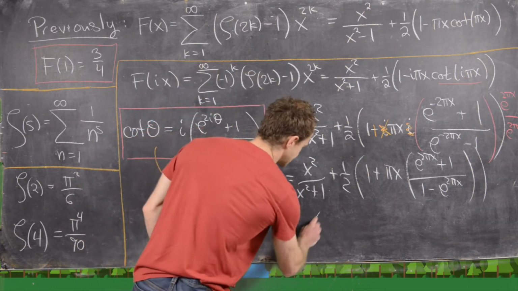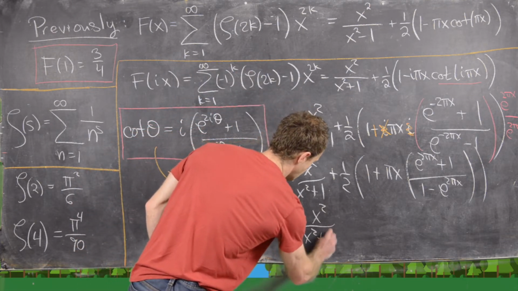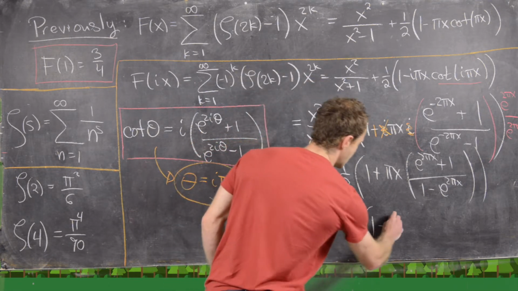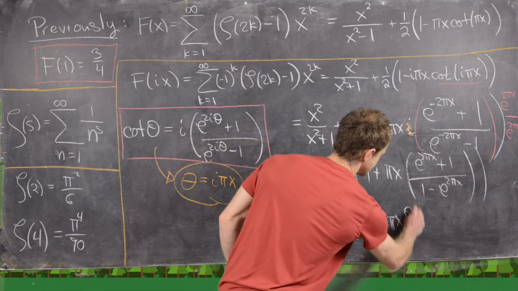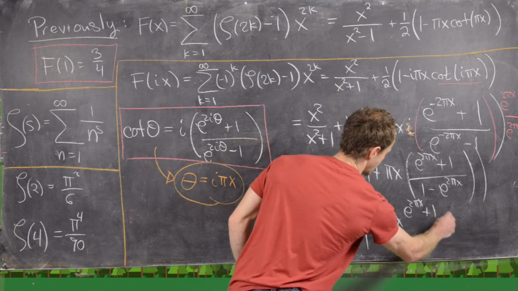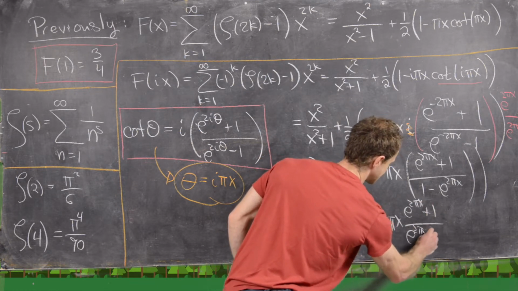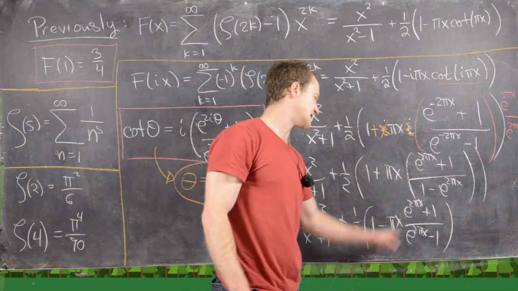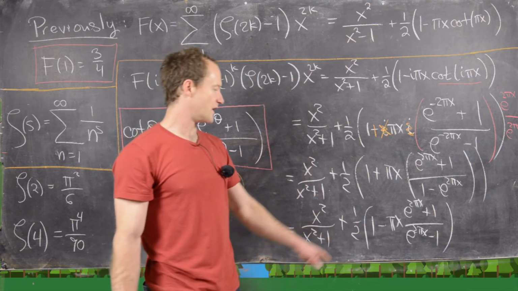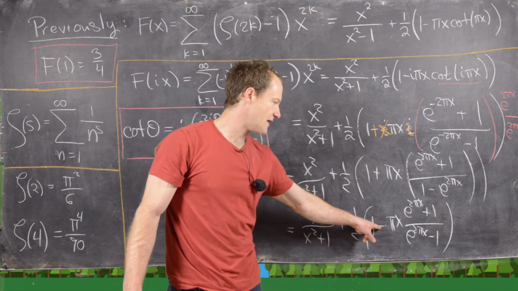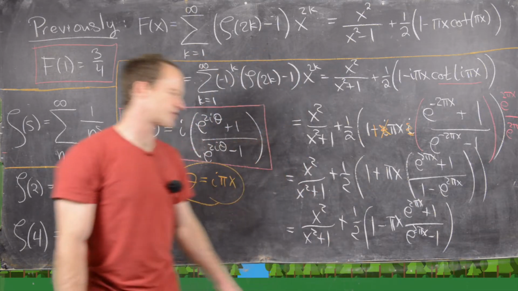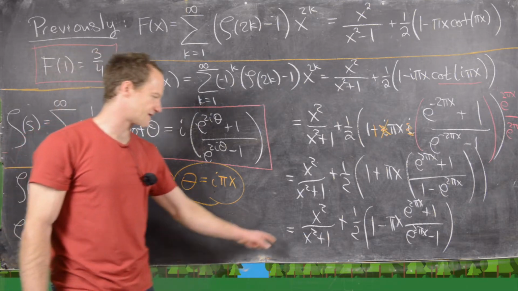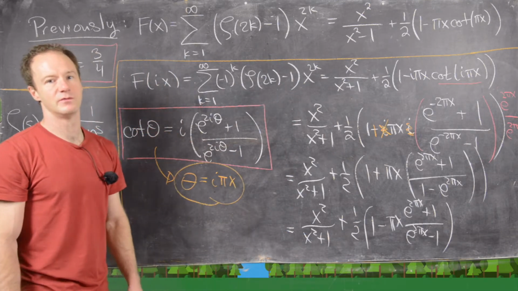So that's going to give us x squared over x squared plus 1 plus half times the quantity 1 minus pi x times e to the 2 pi x plus 1 over e to the 2 pi x minus 1. So to reiterate, essentially what I did is I multiplied by negative 1 over negative 1. The negative 1 in the numerator came here, and the negative 1 in the denominator switched those. Okay, so now we've got a nice formula for this alternating sum. I'll bring this thing to the top and then we'll move on.